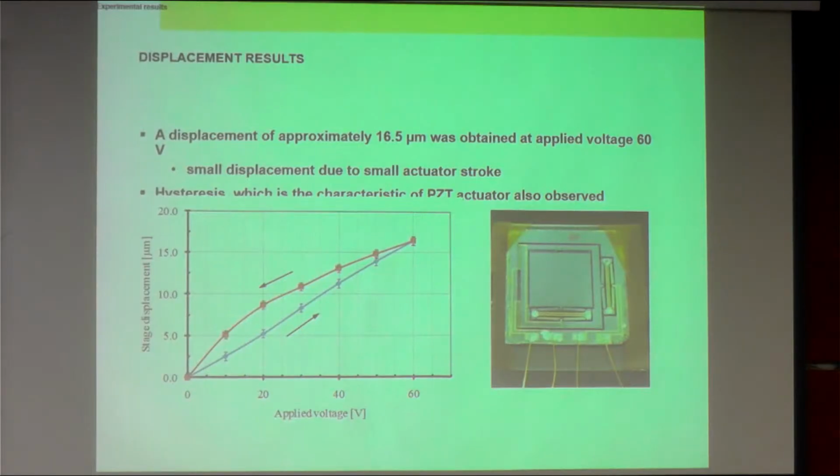So the result here is a displacement of approximately 16.5 micrometer obtained at a voltage of 60 volt. So small displacement due to actuator stroke. The actuator stroke itself is quite small. The amplification is 18, but it's also about the exerted force of this actuator as well as the actuator stroke. So you can see here the stroke is about 16.5, with the hysteresis feature of the piezoelectric actuator.